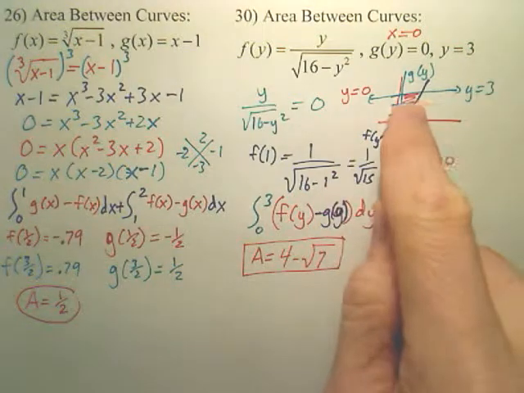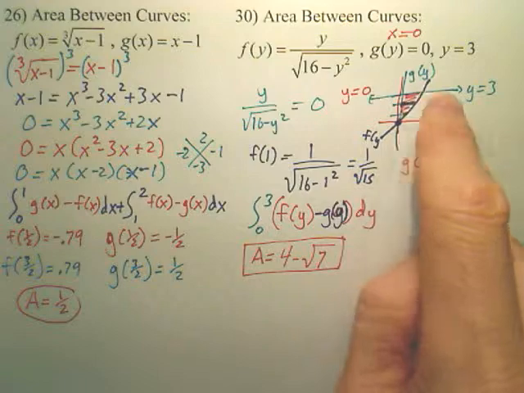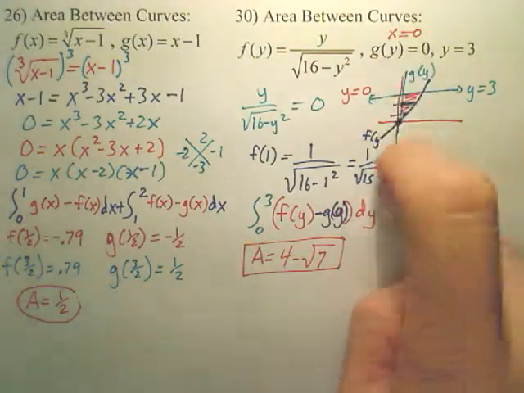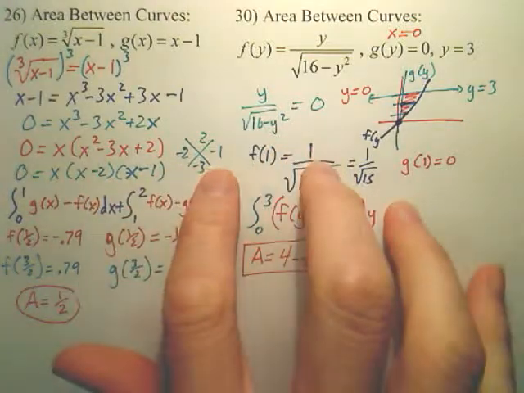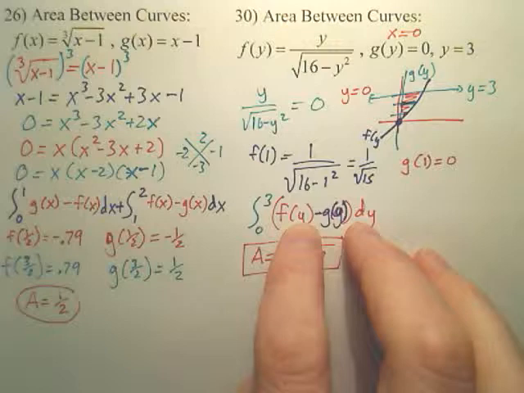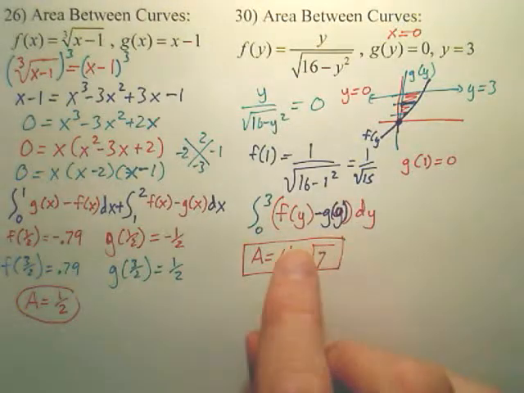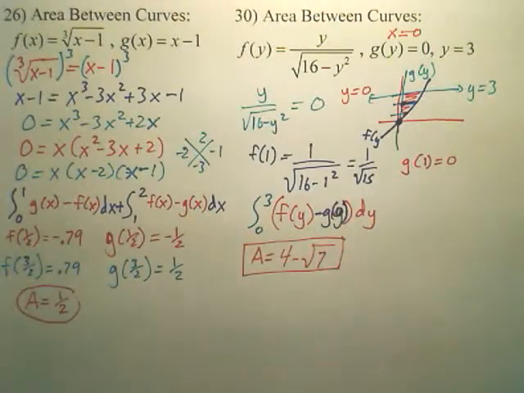Again, because f of y is farther away from g of y, so top, and the interval on the y-axis is from 0 to 3. That's the key. Find out where they cross, find out the interval, find out which one is above, bigger values than the other, because f is bigger values than g, and then integrate from there.